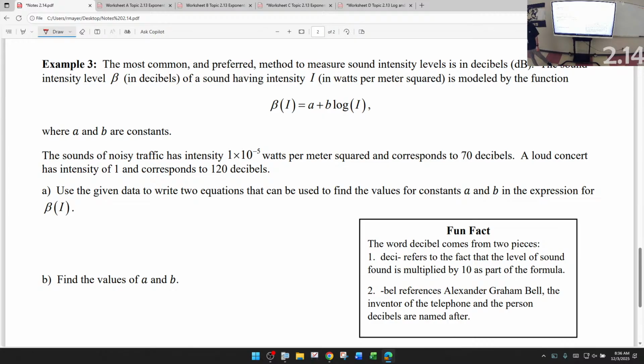Same type of question we did previously. I need 2 equations with 2 unknowns, and my 2 unknowns are A and B. I got to use this one this time. So 70 decibels, 70 equals, what do they want?